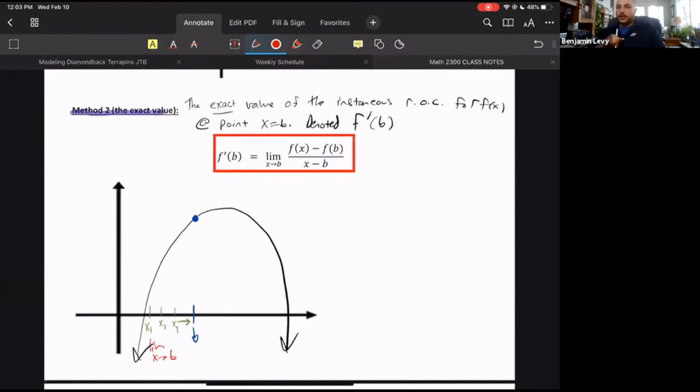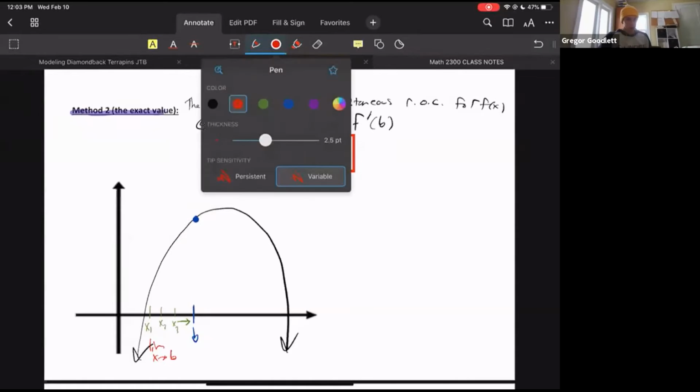And the idea is we want the slope at that point that I'm circling right now, right? We want the slope of that tangent line. And in order to get that, we do a bunch of average rates of change and allow them to get closer and closer to B. So like the first one.